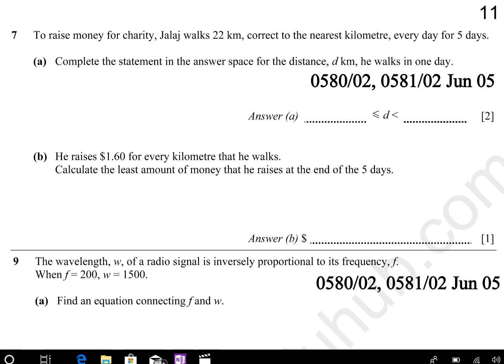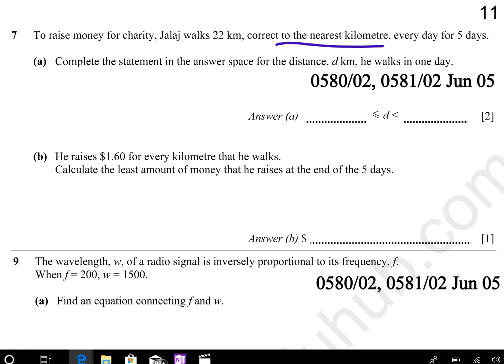To raise money for charity, Jalaj walks 22 kilometers correct to the nearest kilometer every day for 5 days. How many kilometers does he walk in one day? He walks 22 kilometers, and he has walked for 5 days in all. They are telling you it is to the nearest kilometer. Whenever these kinds of words are present, you should understand that it is concerned with a lower bound or upper bound.